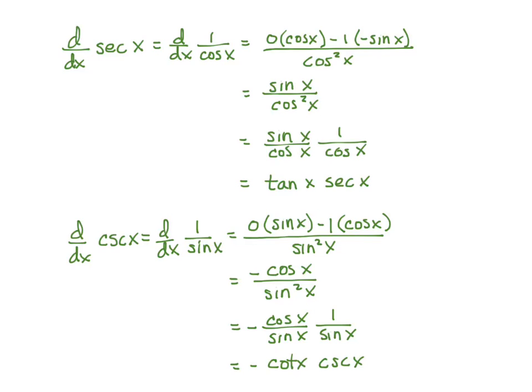Now sometimes you see these two written in the opposite order, where it's the secant of x times the tangent of x and the negative cosecant of x times the cotangent of x. Those are all the same, right? It's just the commutative property of multiplication. So you'll see them in both ways. There's no real standard way to do these. Okay, any questions so far?